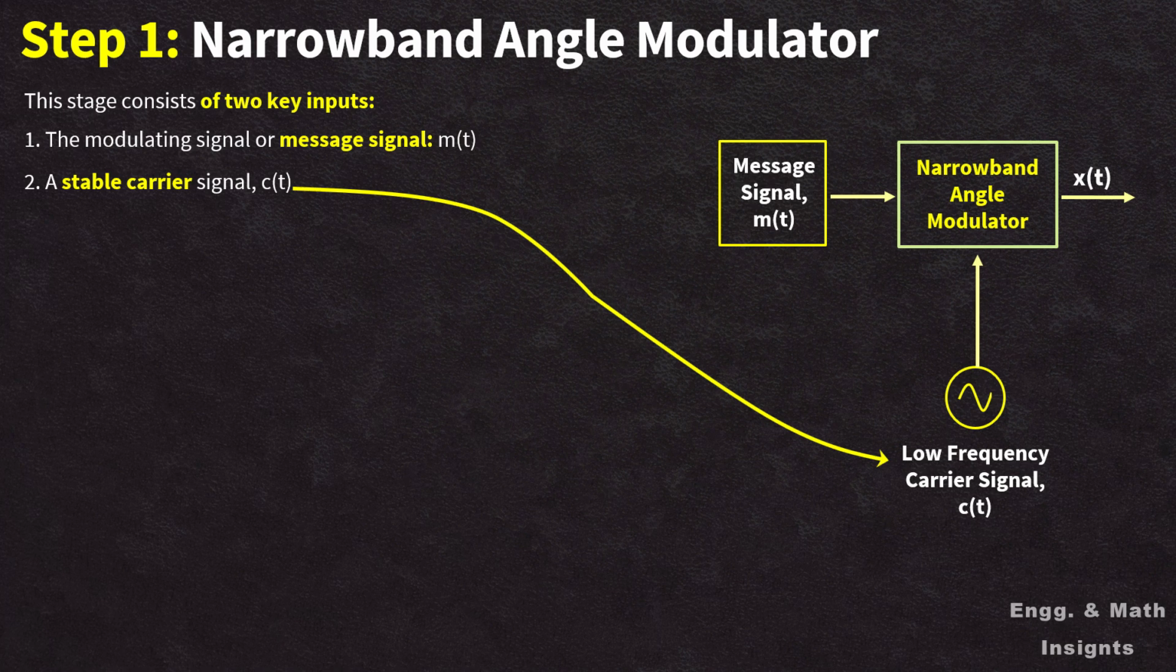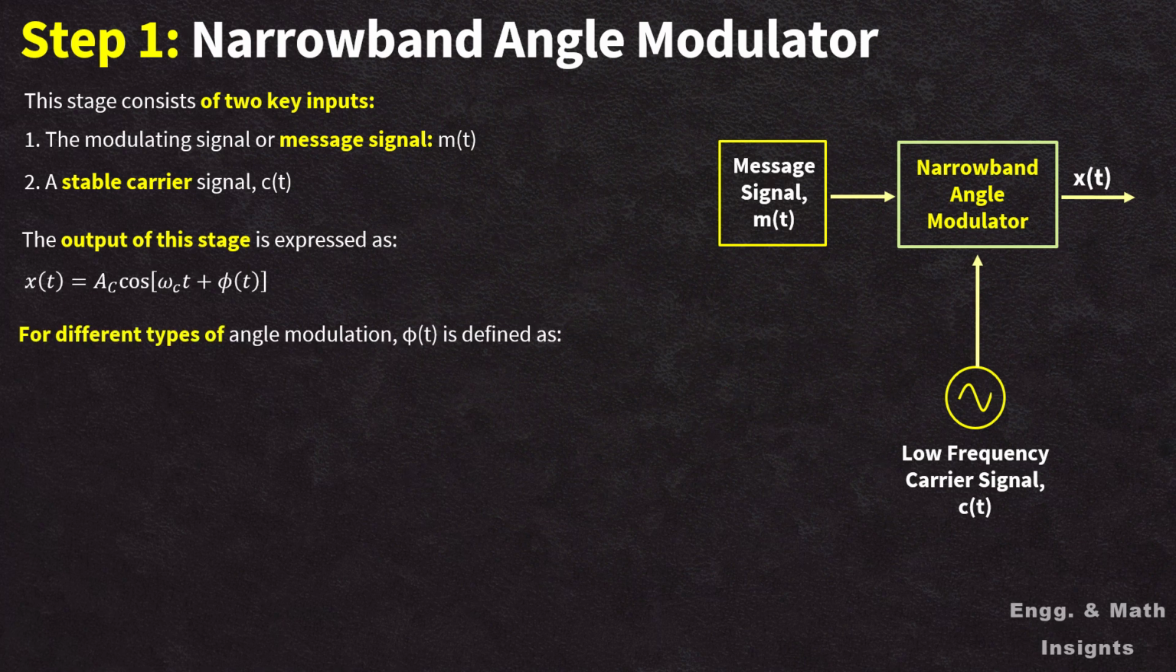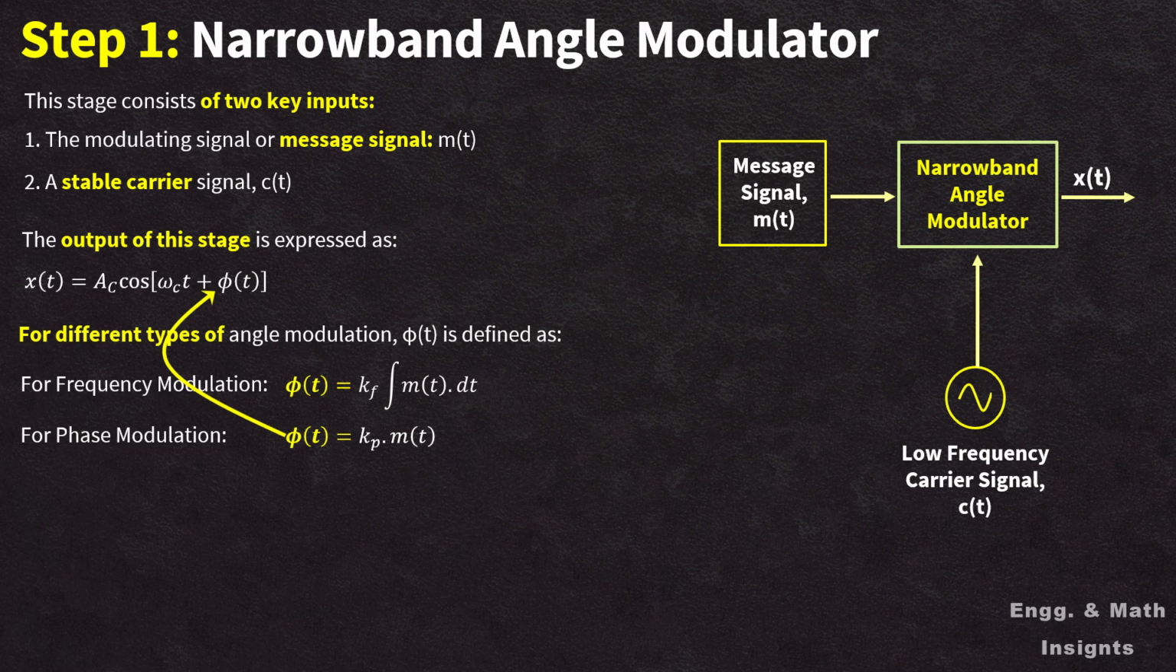The generalized expression of the output is x(t) = Ac cos(ωc t + φ(t)), where Ac is the carrier amplitude, ωc is again the carrier angular frequency, and φ(t) is the phase deviation introduced by the modulation process. The form of φ(t) depends on whether the system is frequency modulation or phase modulation. For frequency modulation, φ(t) = kf ∫ m(τ) dτ, where kf is the frequency sensitivity constant having the units radian per second per unit input. For phase modulation, φ(t) = kp m(t), where kp is the phase sensitivity constant having the unit radian per unit input.